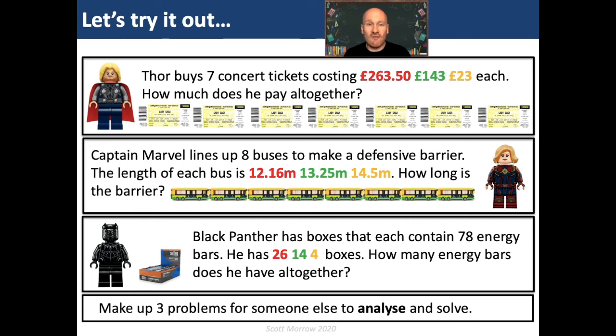So if I'm going to do the first mild problem, then I'm going to read that as: Thor buys 7 concert tickets costing £23 each. How much does he pay altogether? Second one, if I'm going to do the spicy: Captain Marvel lines up 8 buses to make a defensive barrier. The length of each bus is 13.25 metres. How long is the barrier? And lastly, if I'm looking at the third question and I'm going to do extra hot: Black Panther has boxes that each contain 78 energy bars. He has 26 boxes. How many energy bars does he have altogether?